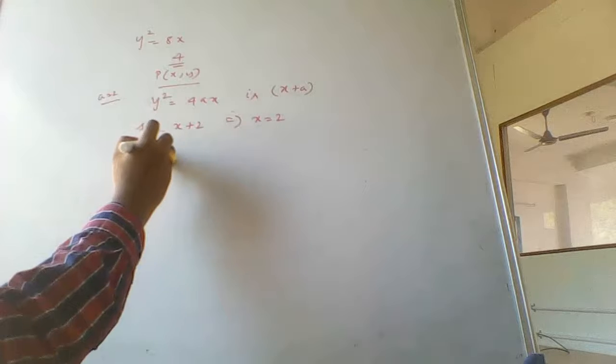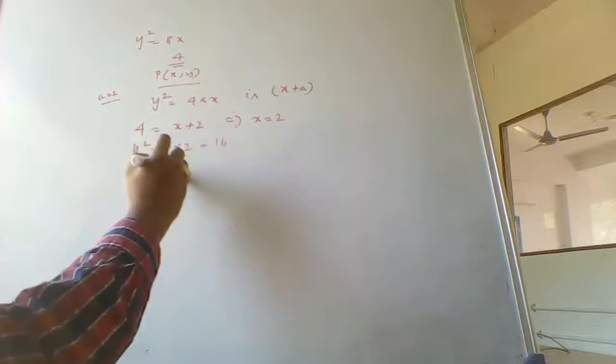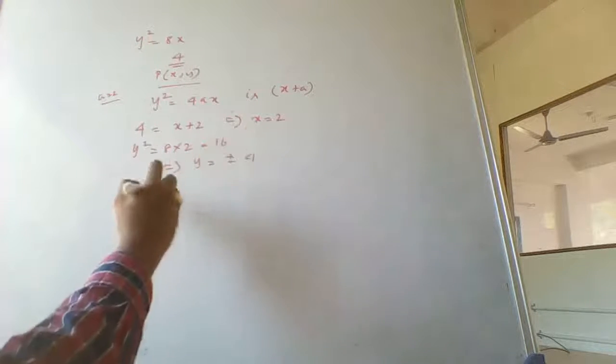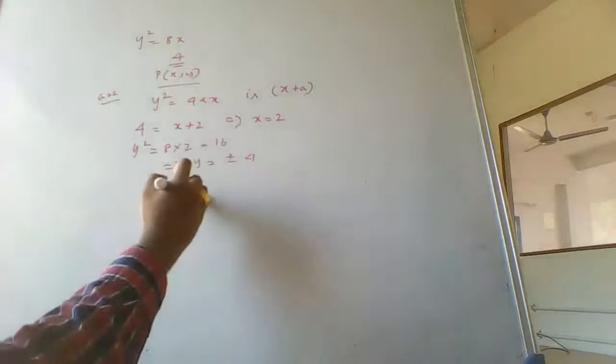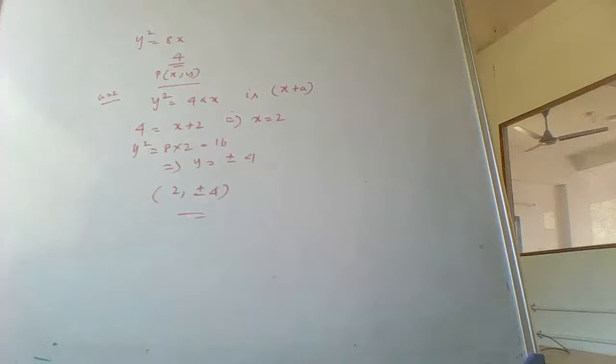So y square is equal to 8 into 2, which is 16. So this will be y, which is plus or minus 4. So the coordinates are 2, plus or minus 4. So that is the result of the problem which is given. Let us now continue with the next problem.